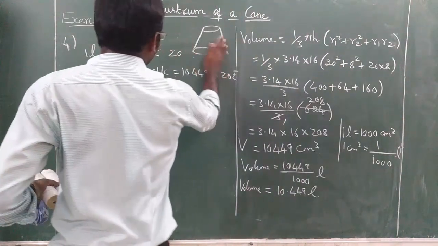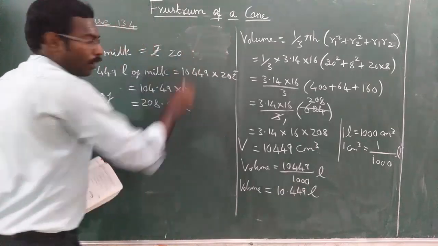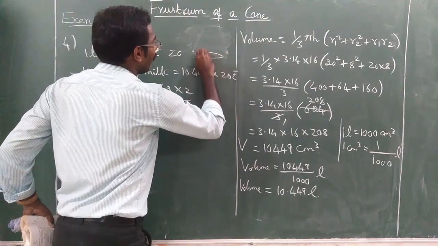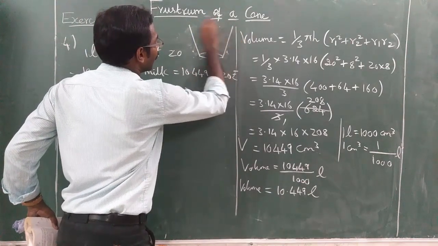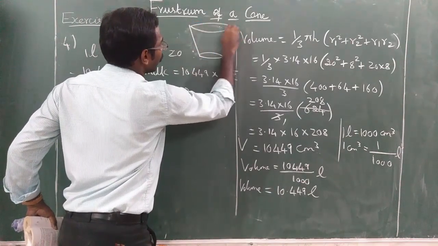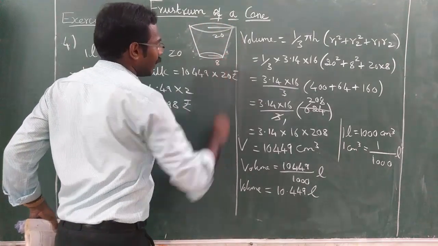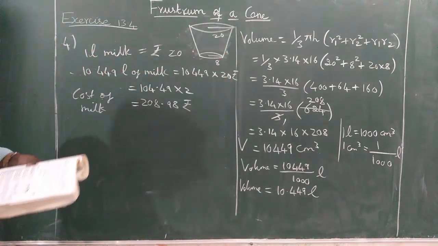Therefore, you have to draw like this. Lower end is smaller, na? So the smaller circle is at the lower end and the upper end is bigger. So this is bigger. So this is 20 and this is 8. Understood or not? Now you see the question.